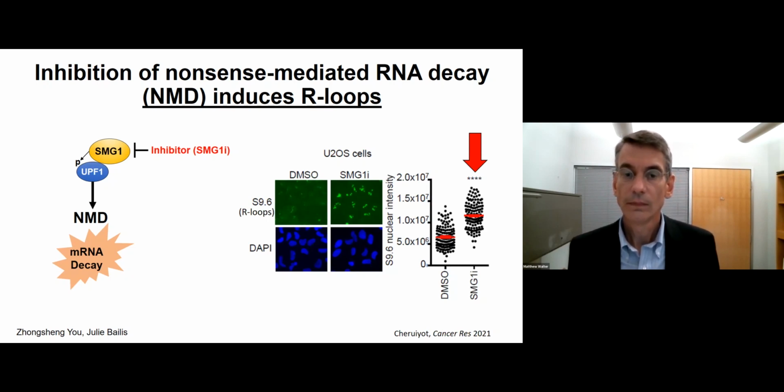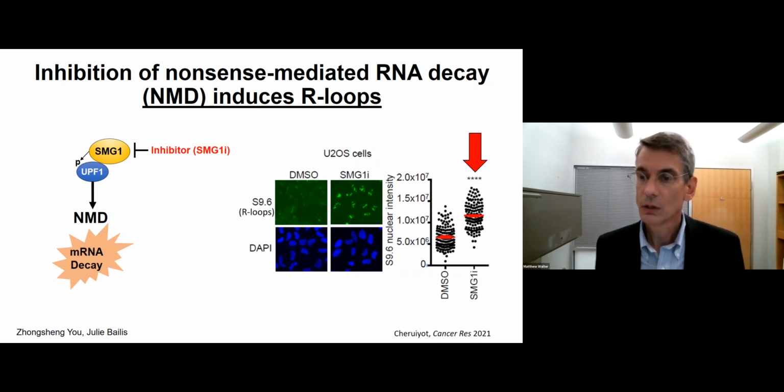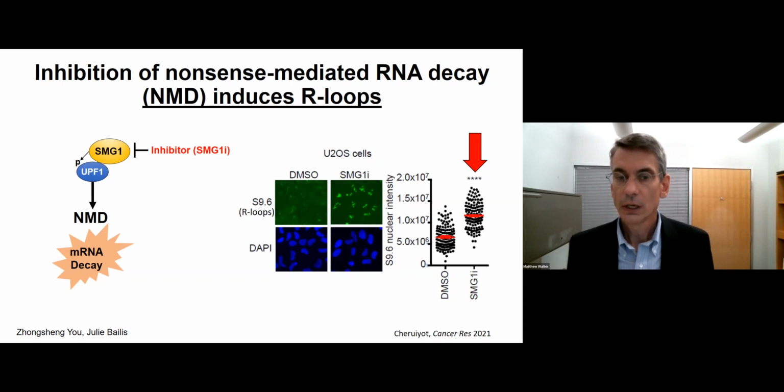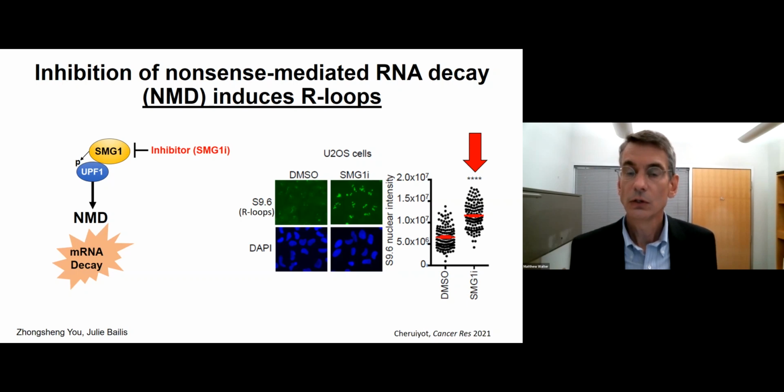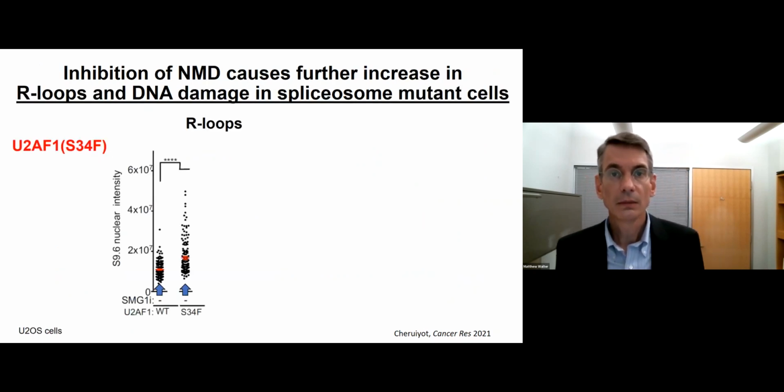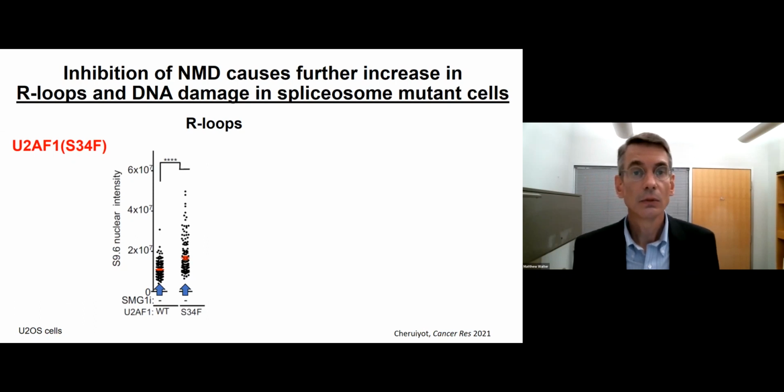R loops as well. So S9.6 is an antibody that recognizes the R loops, and in the upper right, you can see by immunofluorescence that this treatment increases R loops, which is quantitated at the right. So using this drug, we asked, could SMG1 inhibition induce R loops and ultimately reduce viability in splicing factor mutant cells? And that is what was seen. So inhibition of NMD causes further increase in R loops and DNA damage in spliceosome mutant cells.